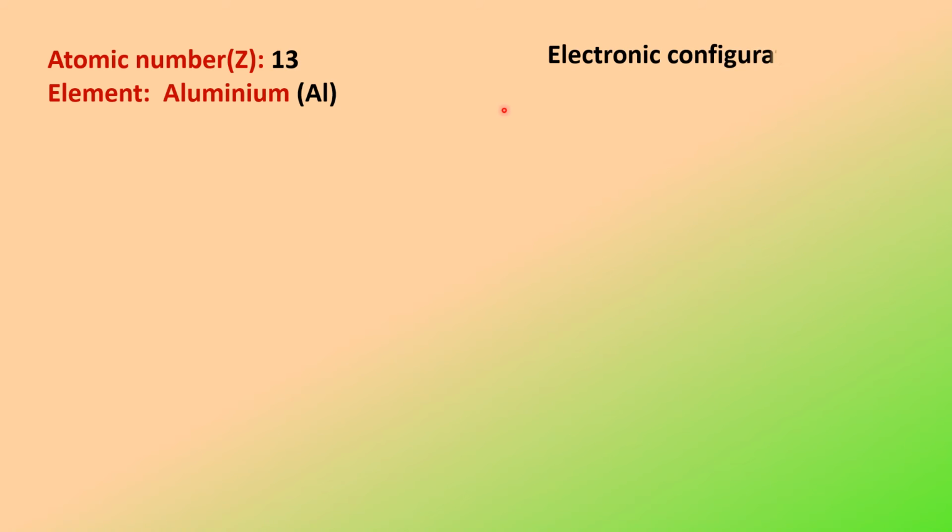The thirteenth element is aluminium. Its symbol is Al. The electronic configuration for aluminium is 1s2, 2s2, 2p6, 3s2, 3p1. So here the p orbital has started. In the third shell, the s orbital has completely filled, and here p is having 1. 3s2, 3p1. So both of them belong to the third shell. So the third shell is the valence shell for aluminium.